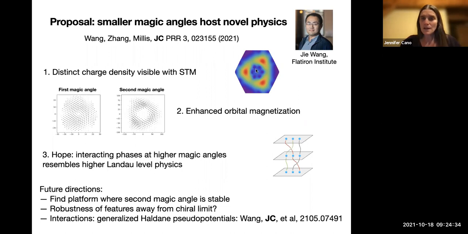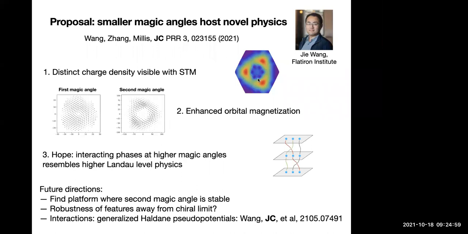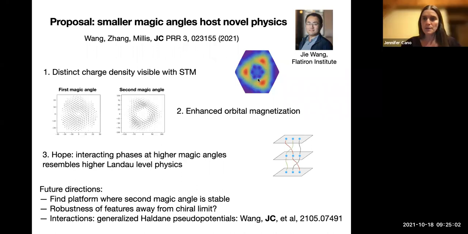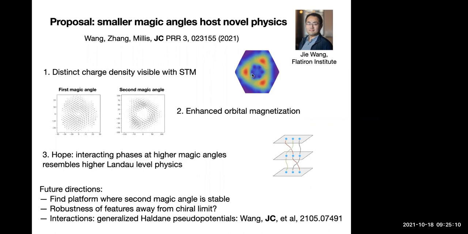And so the nodes can lift. They don't need to be exact zeros. They can lift off, so the nodes are not conserved. What we see is that the statement that the density of states is different at the second magic angle compared to the first remains, but you don't get these exact zeros. I see. Okay, thank you. Probably the projected Coulomb interaction is also still different, but we don't know exactly what it's going to be. I see. Okay, thanks. Great, thanks.